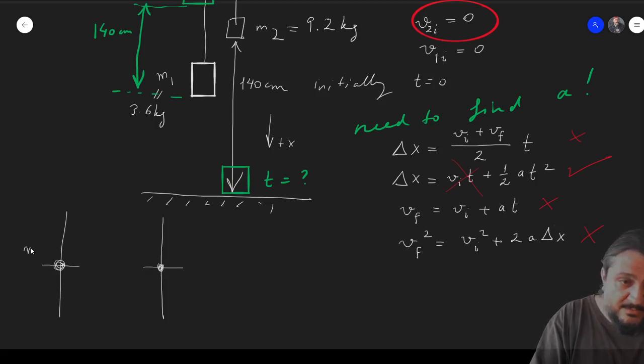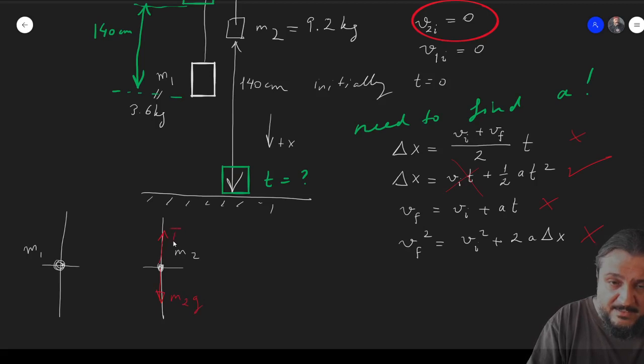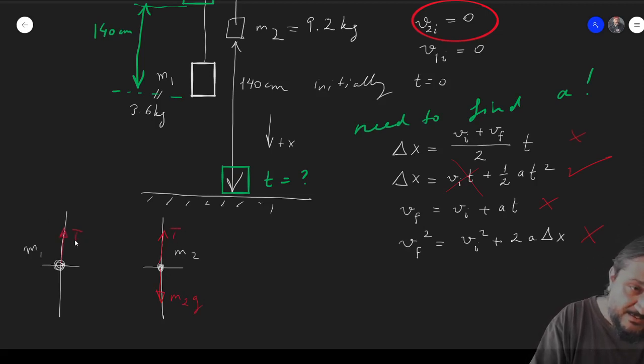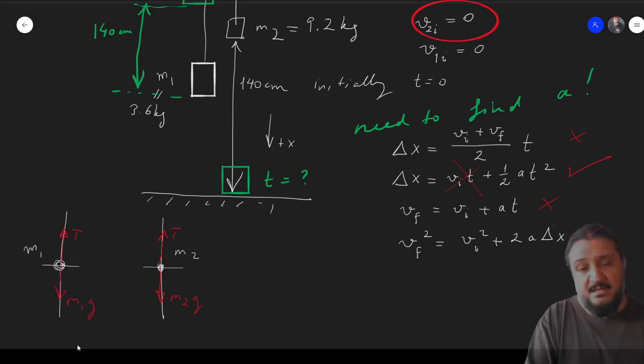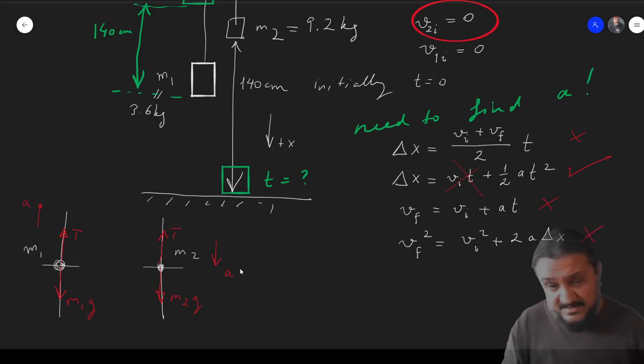Now, M1 and M2 is what we have. M2 is pulled down by M2G and pulled up by tension. M1 is also pulled up by tension and pulled down by M1G. So what is different? Well, M1 is accelerating upward and M2 is accelerating downward. That's the difference, all right?